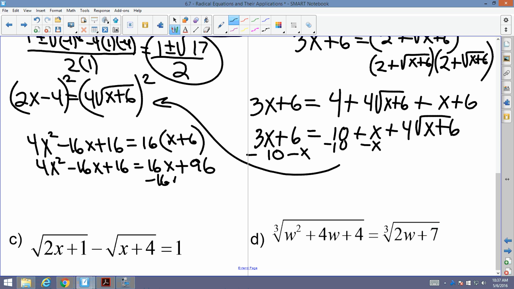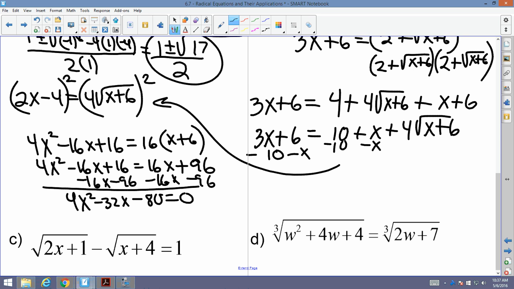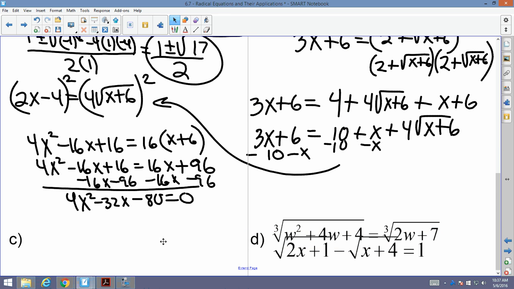Subtract the 16x, subtract the 96. So subtract 16x to both sides, subtract 96. You've got 4x squared minus 32x minus 80 equals 0. Divide both sides by exactly what you said, 4. Good job, whoever said that. I'm very proud of you.